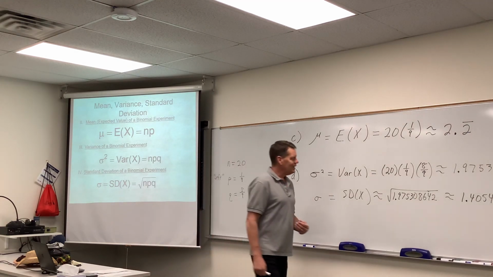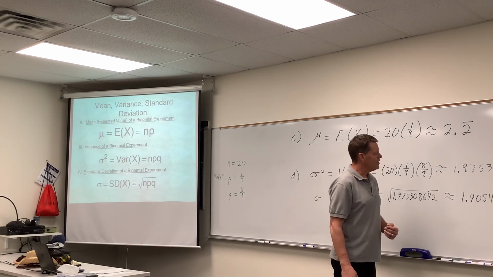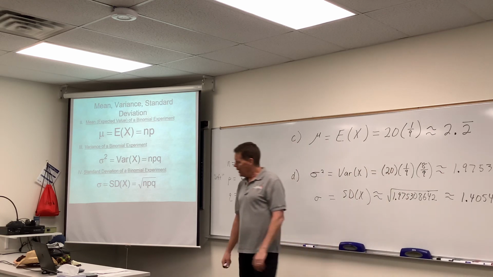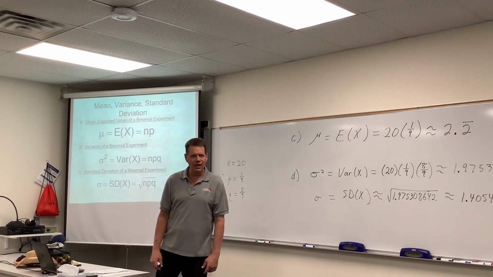In case you can't see it, that standard deviation is 1.405456738. I don't care how many digits you keep. Let's keep it simple. All right? So there you go. That's how you find the mean, the variance, and the standard deviation for a binomial distribution.